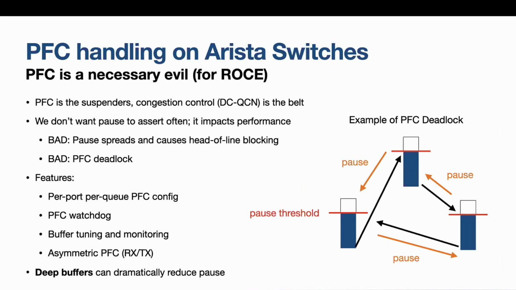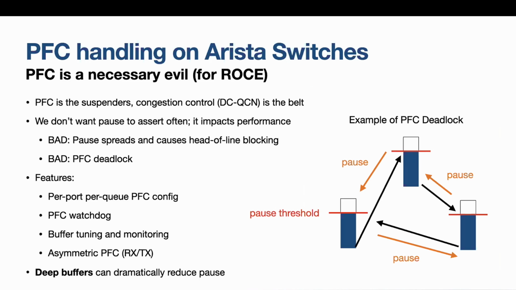So PFC is important, but it's really a necessary evil. It's not actually good. PFC is the suspenders. The real belt is the congestion control algorithm in the transport protocol. So ideally, DCQCN would never cause drops in the network. PFC would be unnecessary, and you would just depend on the endpoints to adjust, because that does a much better job.